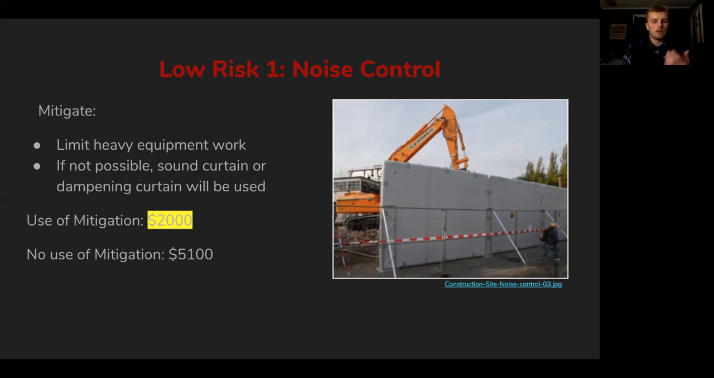So that will create a safe work environment and also not bother the patrons and the staff at the airport. And we figured with the use of mitigation, it would cost $2,000 versus $5,100. So we chose mitigate as it saves us $3,100.